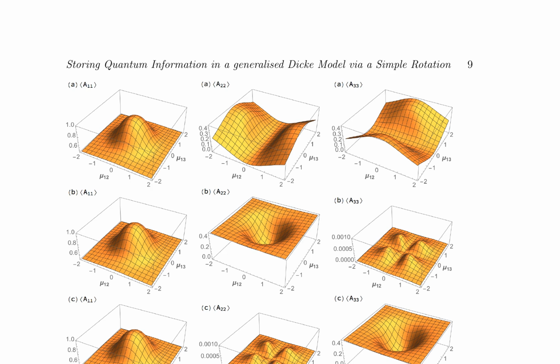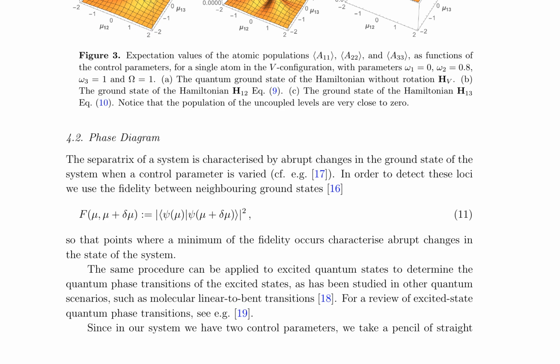The phase diagram for the Xi configuration is presented in Figure 4, showcasing the minimum of the fidelity between neighboring states in both resonant and non-resonant cases. The results are compared with the separatrix obtained from a variational solution using coherent states as test functions, given by equation 13. The paper also discusses how the phase diagram remains invariant under SU(2) rotations, even when these depend on control parameters.